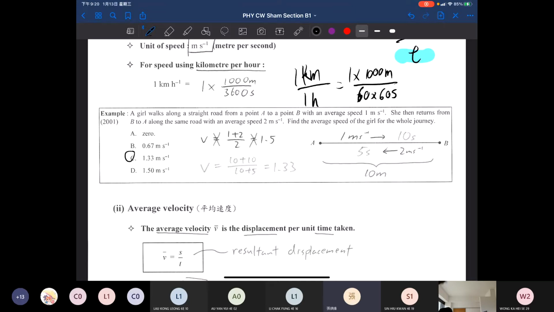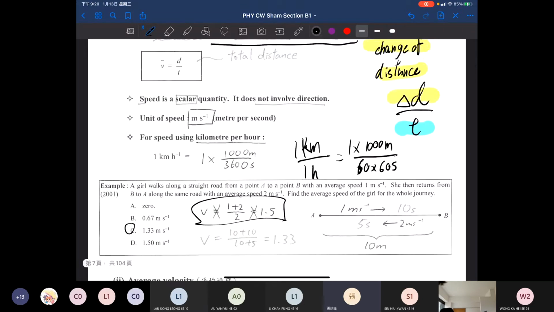We cannot do something like this. We cannot just add them together and then divide by 2. We have to consider the basic definition: the average speed is the total distance traveled over time.